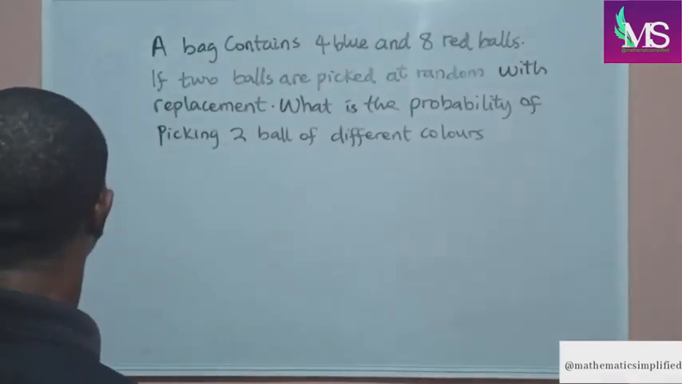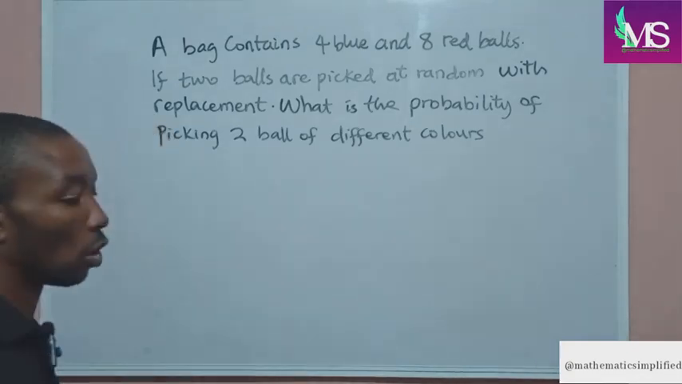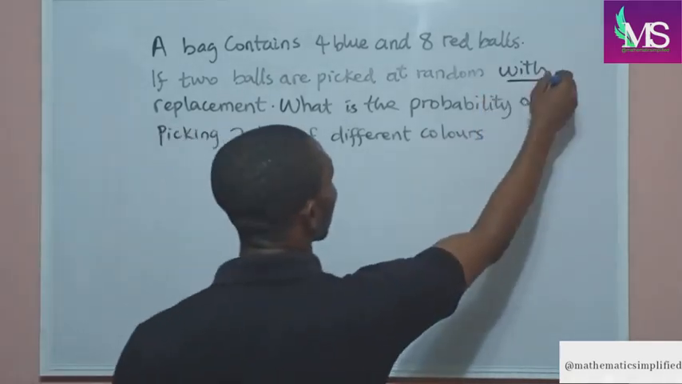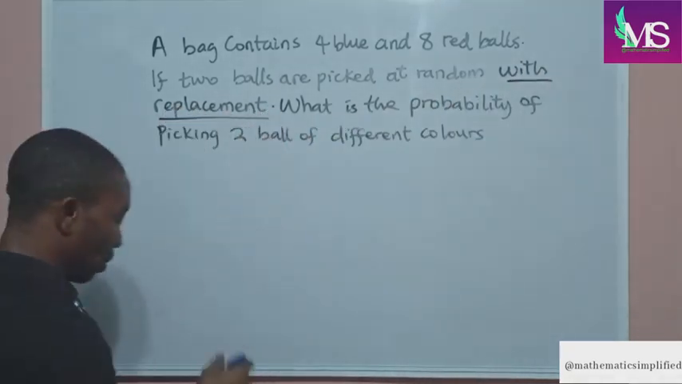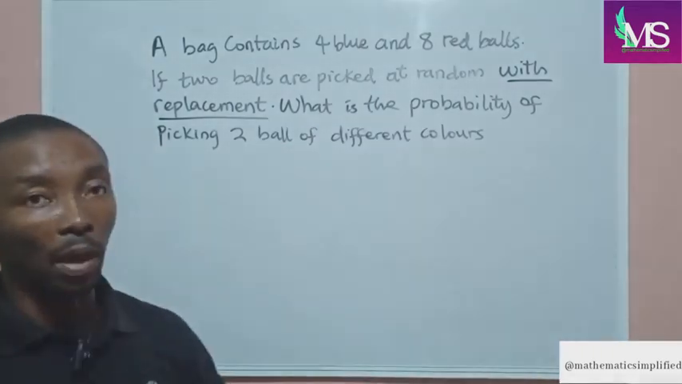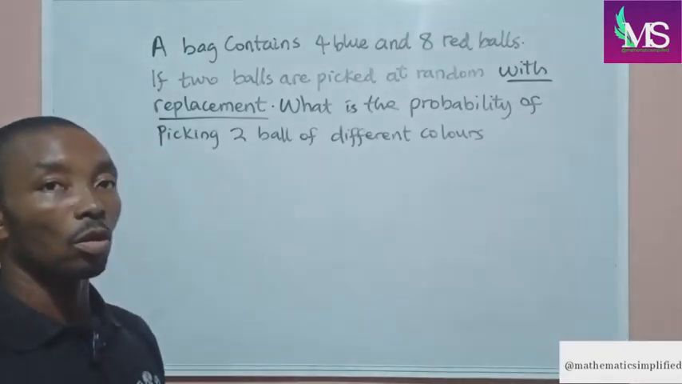A bag contains 4 blue and 8 red balls. If 2 balls are picked at random with replacement, what is the probability of picking 2 balls of different colors? Now, the key word we should be more concerned with is "with replacement". That means a ball is picked and placed back. It is being replaced. So our probability here will remain the same.